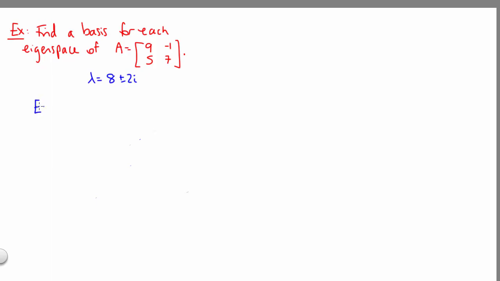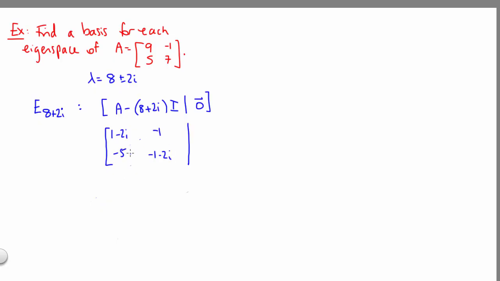Let's take a look at the eigenspace associated with the eigenvalue 8 plus 2i. So to do that, we're going to set up the system A minus lambda I, where our lambda is 8 plus 2i. And this is a homogeneous system. So what we're going to be doing is subtracting 8 plus 2i from the diagonal entries. We'll have to be really careful of the signs here to make sure that this 2i is being subtracted off. So the diagonal entries are going to look like 1 minus 2i and negative 1 minus 2i. The off-diagonal entries won't be changing.